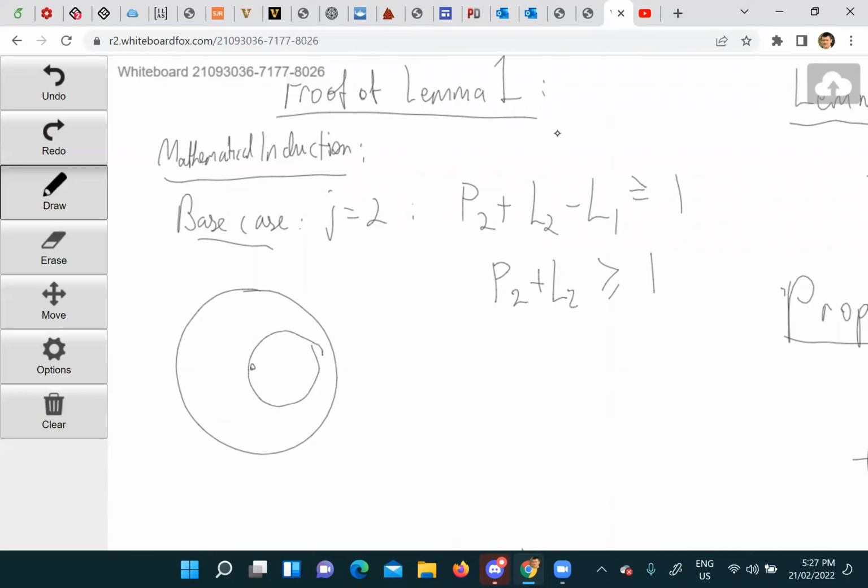Don't touch the TV. It could go in the middle. So if it goes inside, what's P2? Point loss is 0, you don't lose any points. And what's L2? L2 is 1. So the sum is true.